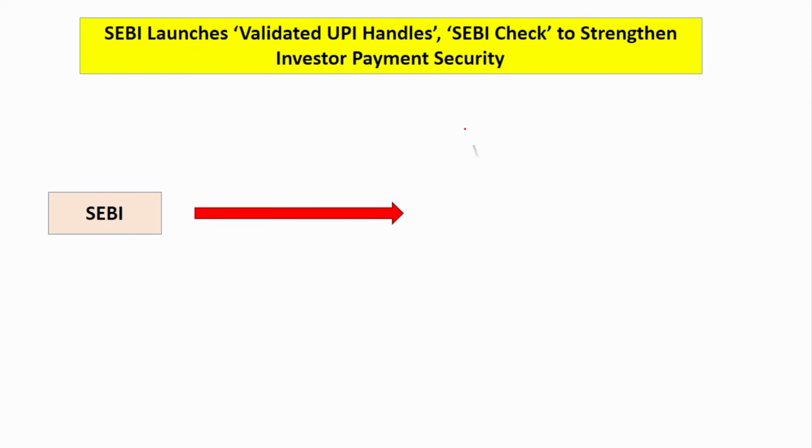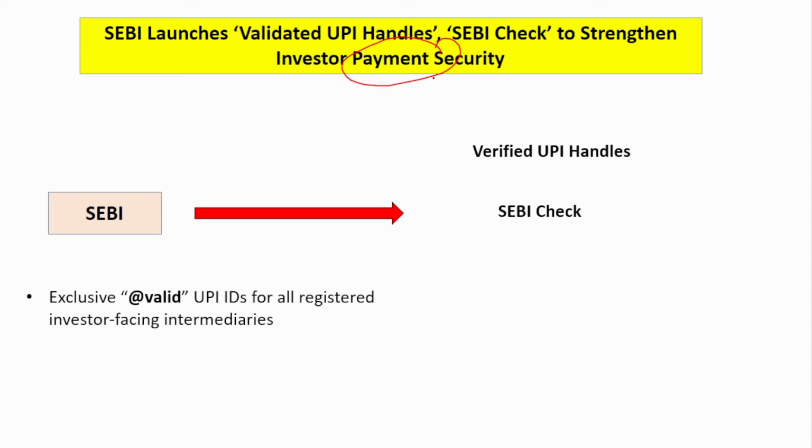Next is SEBI launches verified UPI handles and SEBI Check. This is to strengthen investor payment security. Now, what are these two? First, verified UPI handles. An exclusive @valid UPI ID for all registered investor-facing intermediaries.